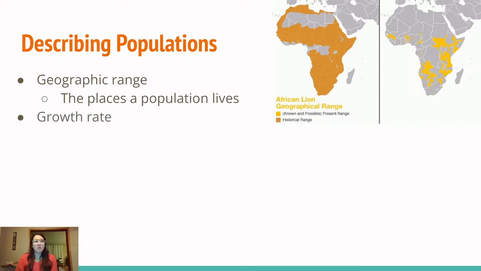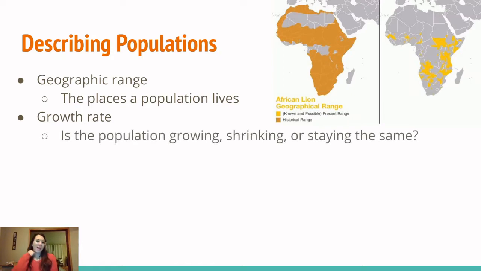The second thing we're going to talk about when we try and describe populations is growth rate. And again, this is very self-explanatory. This is just telling me, is the population growing? Is it getting bigger? Is it shrinking, right? Are there fewer of those animals? Or is it staying the same? Those are pretty much your three options.